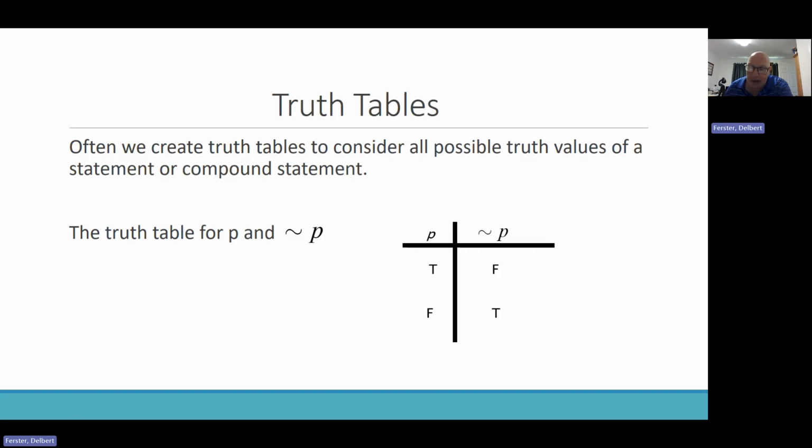If the given statement is false, "Dr. Furster is the King of England" happens to be a false statement. The negation of that statement, "Dr. Furster is not the King of England," would in fact be true. So a very simple truth table for P and not P, considering the true and false natures for those two statements.